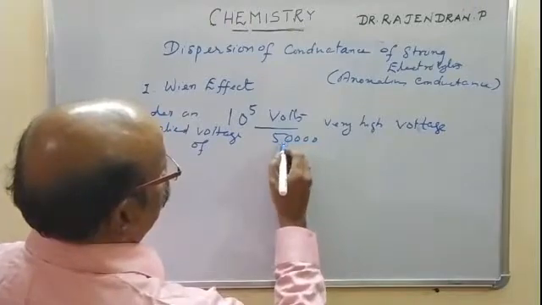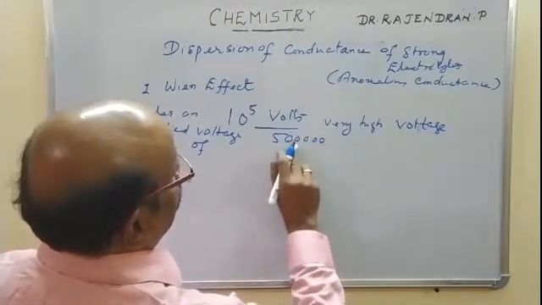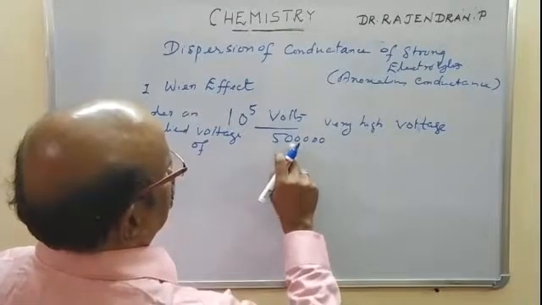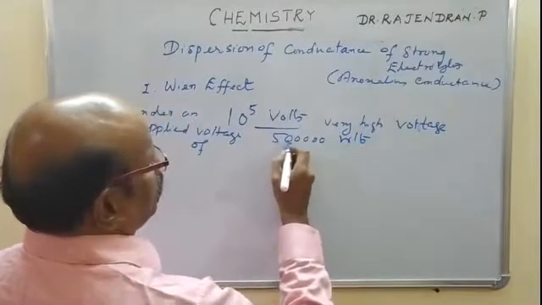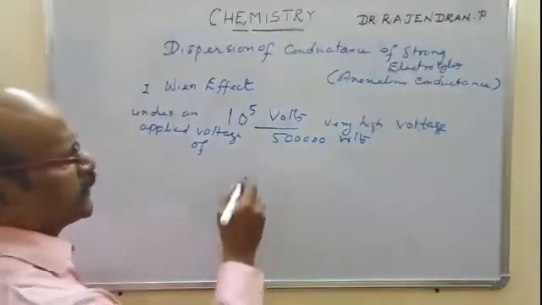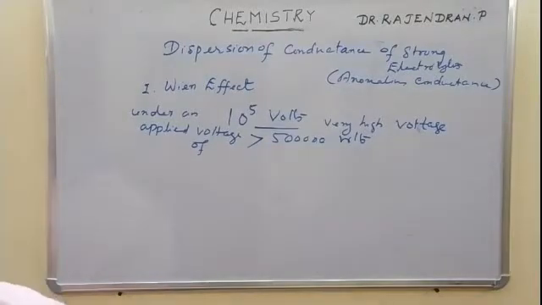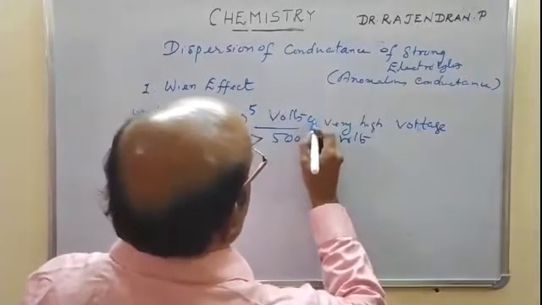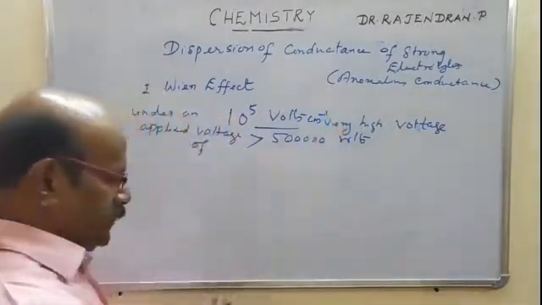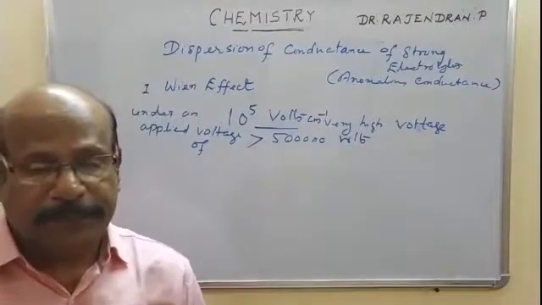10⁵ is nearly 5 lakh volts. In this range, 10 raised to 5, in this high applied voltage of 10 raised to 5 volts per centimeter, the ion attains a very high speed.